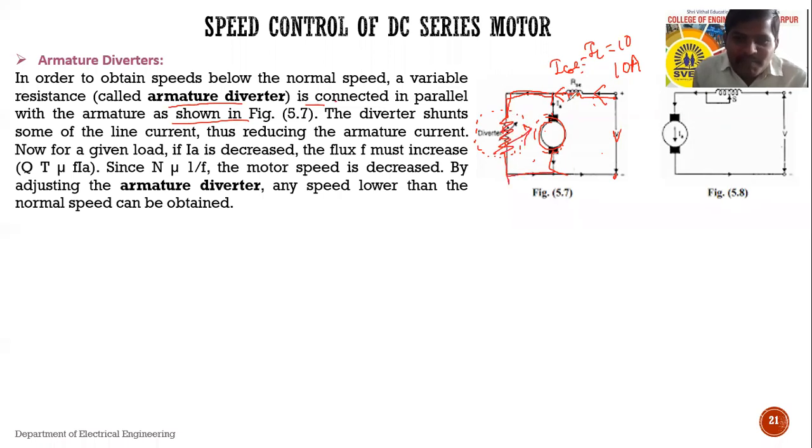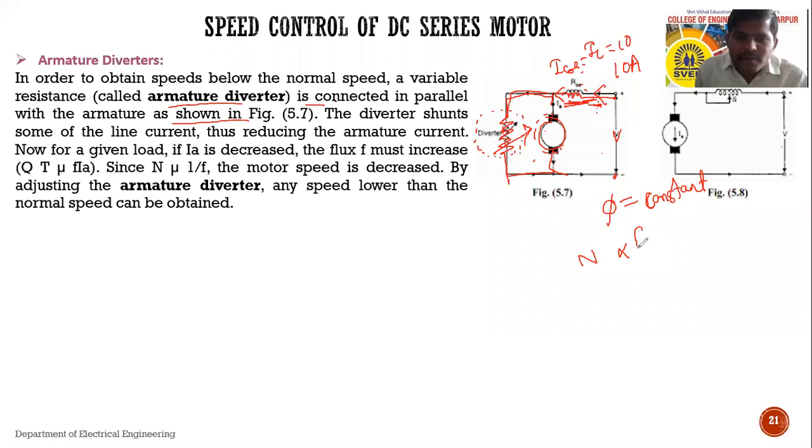Now if the current flowing through this series field winding and the current from the supply are equal, what about the value of flux? It may be constant. What will the value of flux be? The current flowing through it is constant, so the flux remains constant, right?